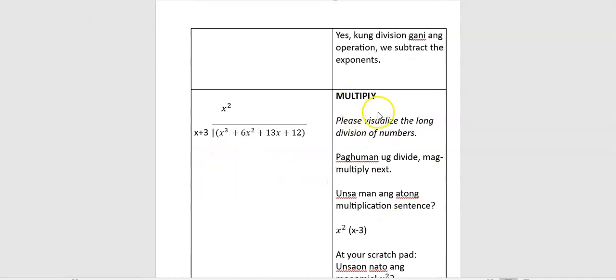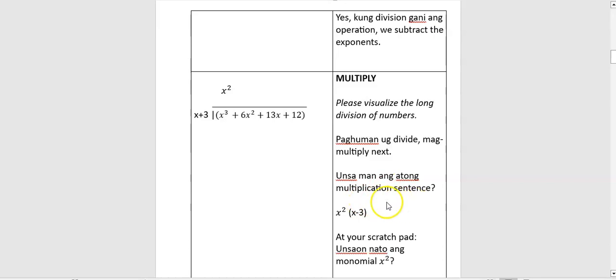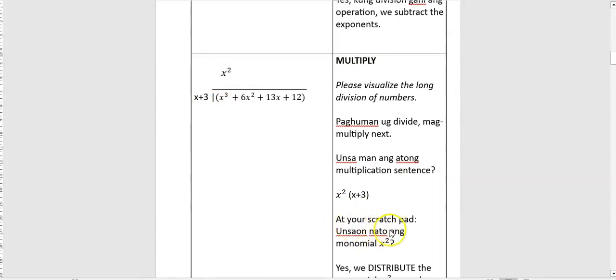So, always remember, after dividing, multiply. Please visualize the long division of numbers. After dividing, we multiply next. So, what is our multiplication sentence? Okay, so in multiplying, multiply the answer of the division, or the quotient, times the entire divisor. So we say x squared times x plus 3. So, on your scratch paper again.